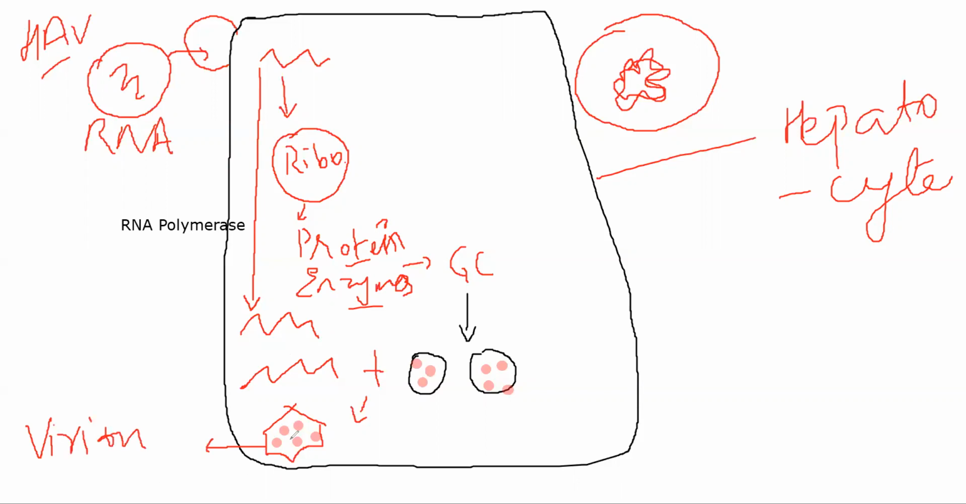All right. Now, as time goes by, more and more virions will accumulate, and at one point of time, the hepatocyte will literally burst open, wherein virions will be released in a large number. That is one way. Okay, I hope you understood this.